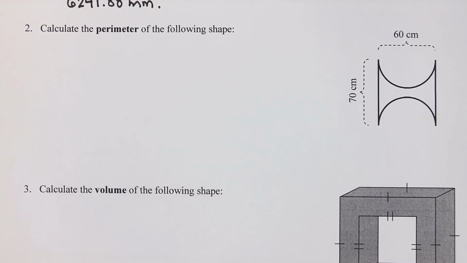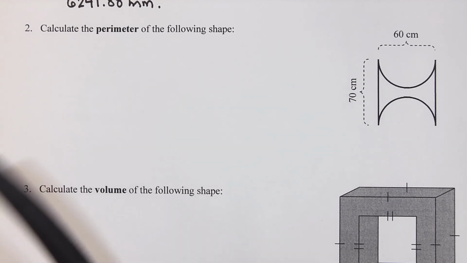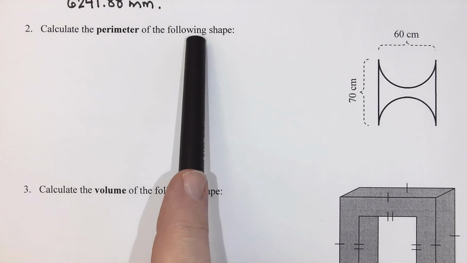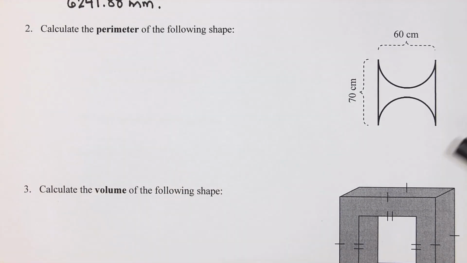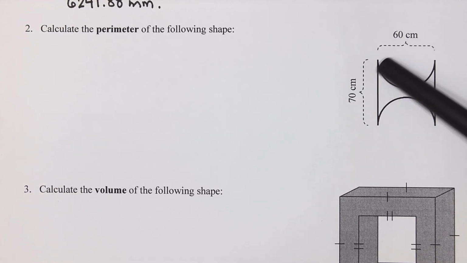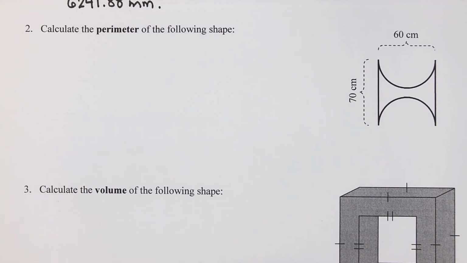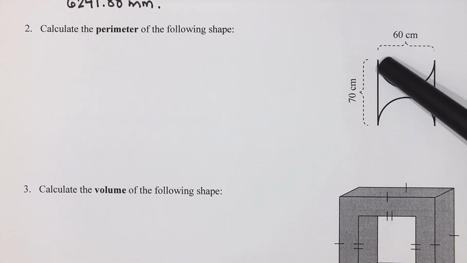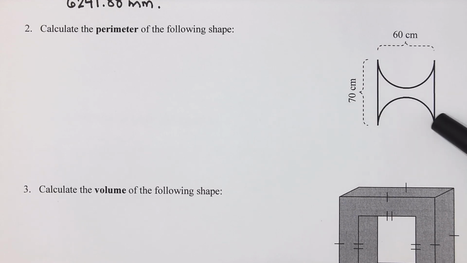This is part 2 of our lesson on measurement practice. So our question here says, calculate the perimeter of the following shape. Perimeter is just the distance around the outside of the shape. I'm looking at this and I see that it has 4 sides, 2 straight sides and 2 curved sides.